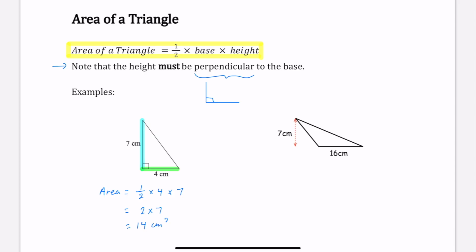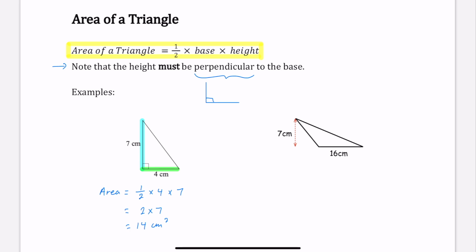Now you can also note that if you rotate this triangle to make 7 the base, then the height would be 4. If we use the same formula, it would be half times 7 times 4, which will also be 14. Now let's look at the second example.